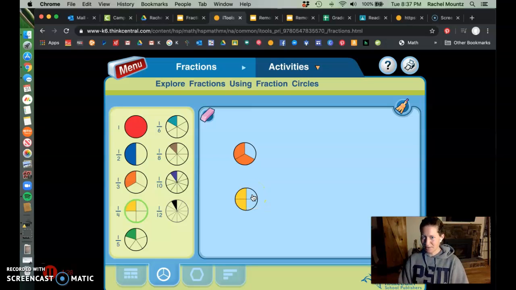Is that making sense so far? Look what happens if I put another yellow piece in there. I have 3 pieces shaded.